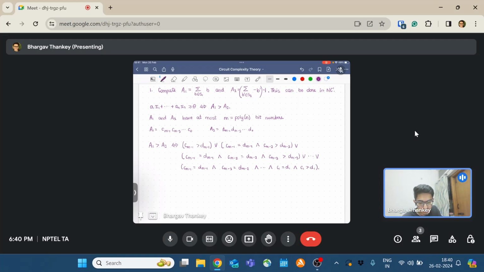What this condition is saying is that either the first bit of A1 should be greater than the first bit of A2, or if they are the same, then the second bit should be greater. If the first two bits are the same, then the third bit should be greater, and so on, right? All the way up to, if C1 to Cm minus 1 and D1 to Dm minus 1 are the same, then C0 should be greater than D0, right? So we are starting from here and going in this way and saying that at least one of the bits should be greater. So first of all, are you convinced that these two are exactly the same?